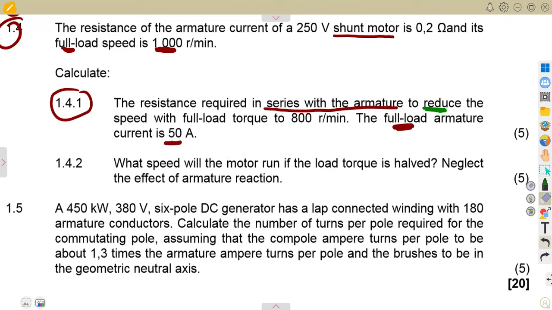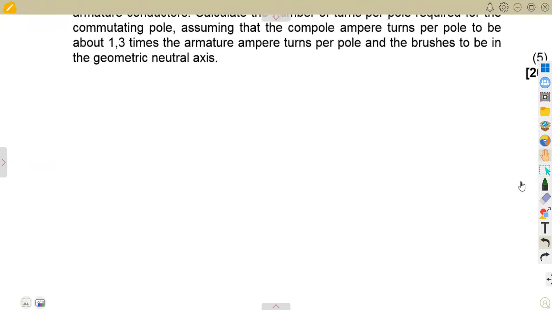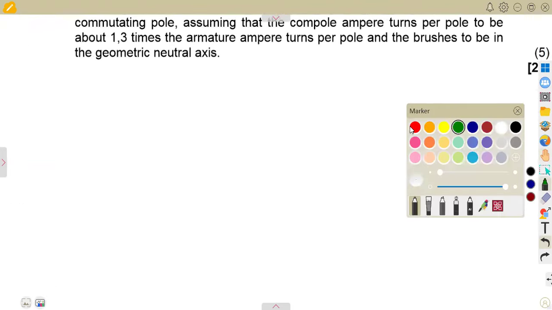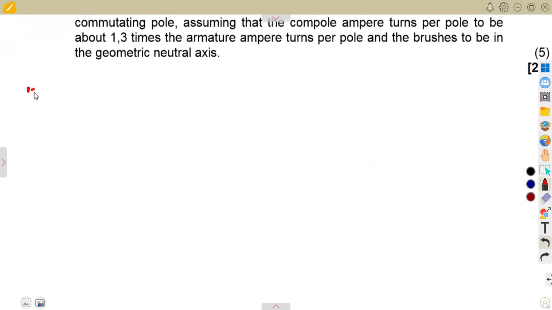So the question is, how are we going to answer this question? Remember, I talked about the procedure to solve speed control problems, where you need to read the question carefully, then draw the diagrams according to the information. So the first part, this is the original condition or the initial condition, all right? Where you're given a shunt motor. Let us just have a sketch in this case.